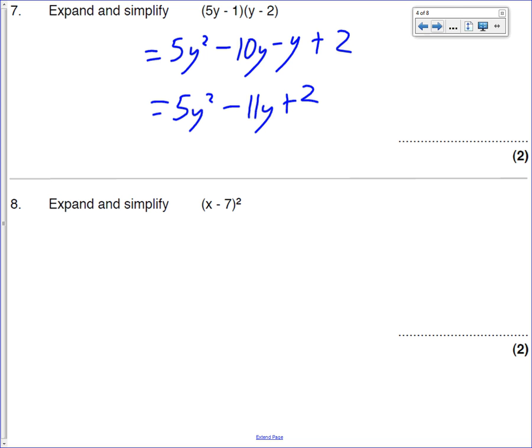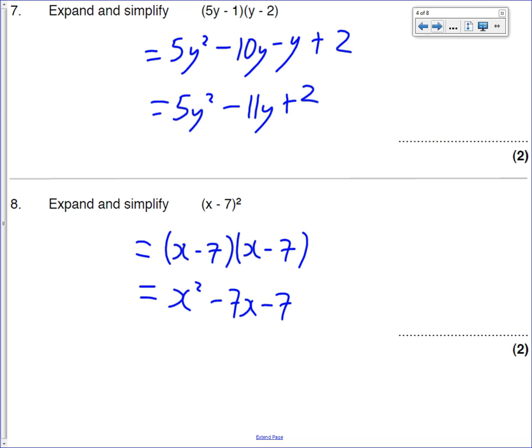Number 8, x minus 7 squared, what that means is x minus 7 multiplied by x minus 7. You can write like that. And then we just do x times x, which is x squared. X times minus 7, which is minus 7x. Minus 7 times x, minus 7x. And minus 7 times minus 7, which is plus 49. That simplifies to x squared minus 14x plus 49.